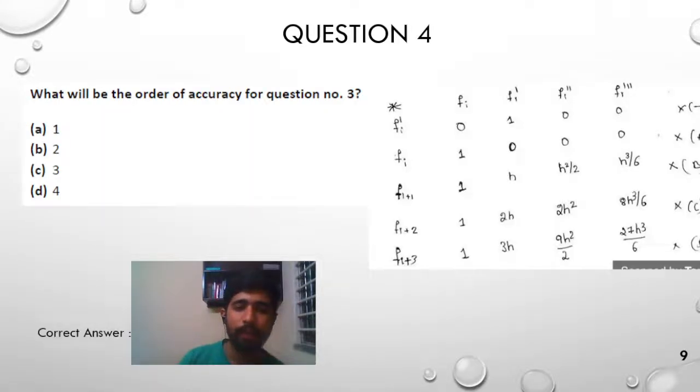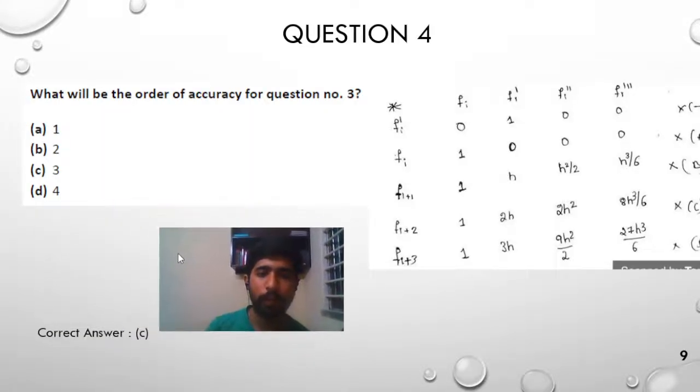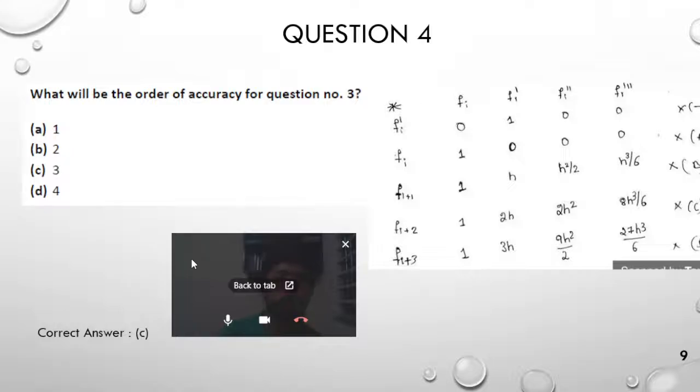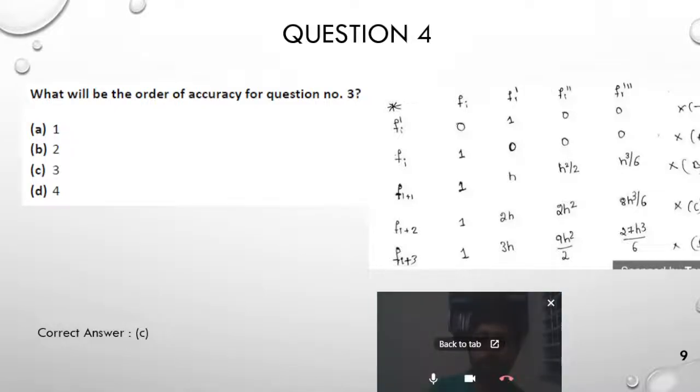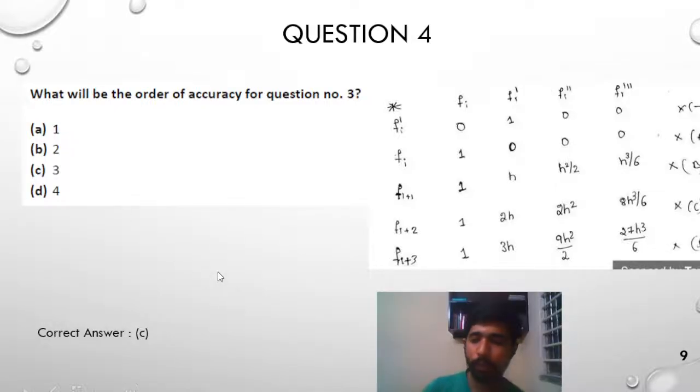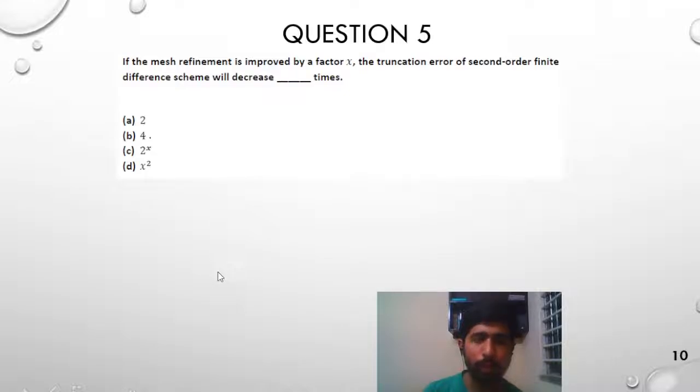So that is the way in which you calculate the order of accuracy. Let us try to do just one more major question, which is the way in which you calculate the leading term of the truncation error. Question number 5 was similar to the previous week's question: if you increase the mesh refinement by x, then your order of accuracy will go by how much for a second order scheme.